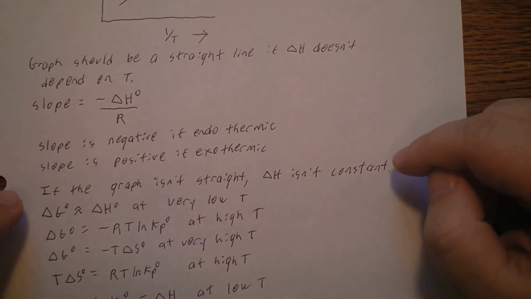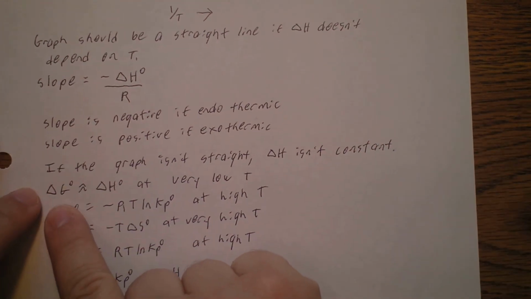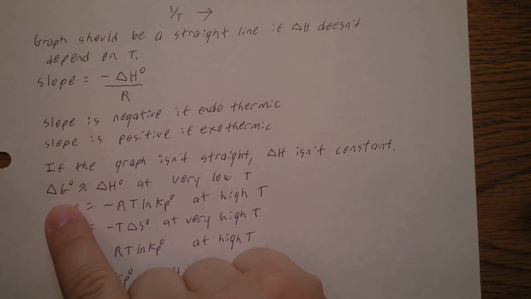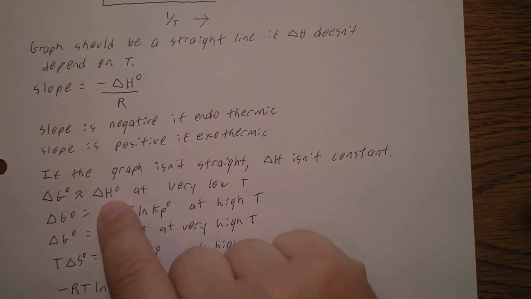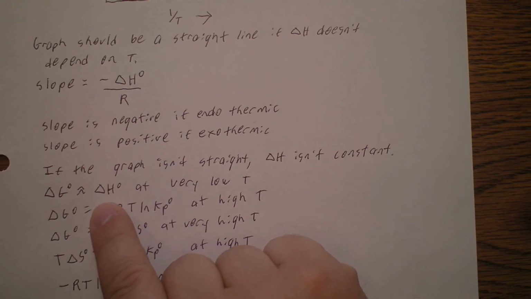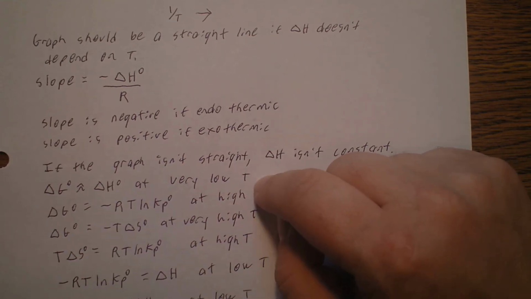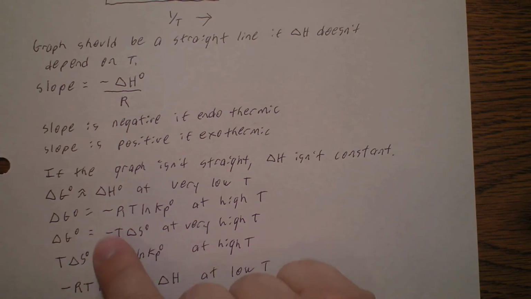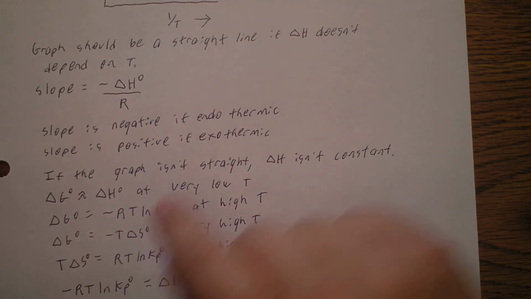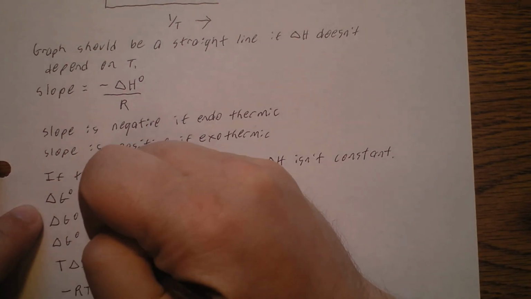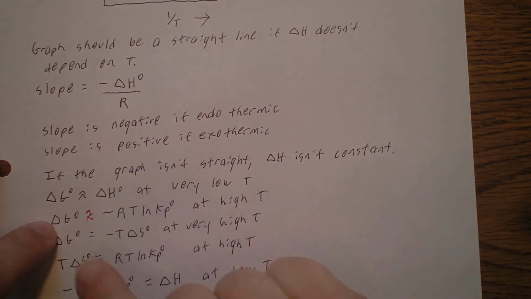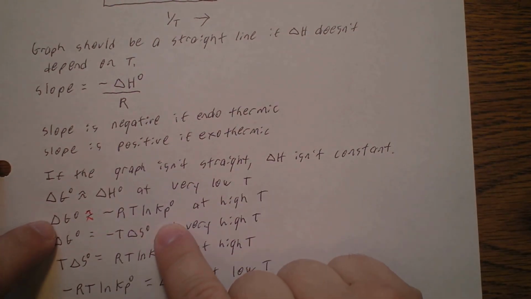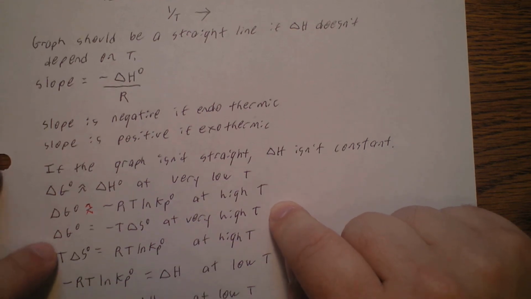It's temperature dependent. Now, we showed before that the change in the standard Gibbs free energy is roughly equal to the change in the standard enthalpy when you're at very low temperature. But the change in the Gibbs free energy in the standard state is roughly equal to, these should probably both be roughly equal to, they're estimates, minus RT natural log of Kp naught at high temperature.